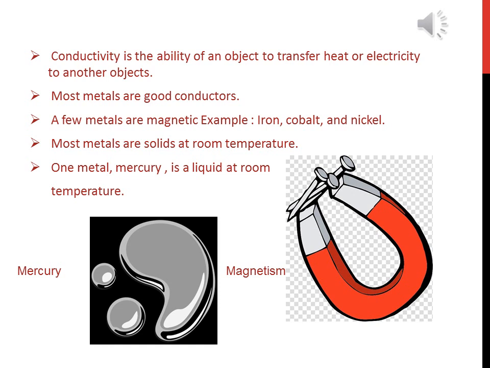Mainly, most metals are good conductors. Also, some metals are magnetic. For example, iron, cobalt, and nickel are attracted to magnets and can be made into magnets. Most metals are solid at room temperature, except mercury, which is a liquid at room temperature.